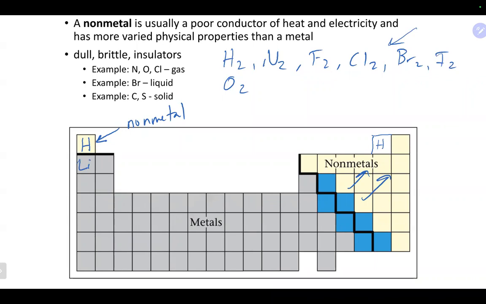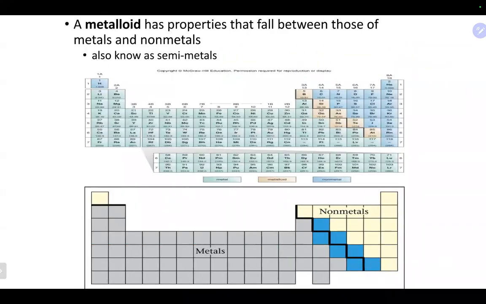Now, if we look at the staircase there, these are metalloids, or semi-metals. Depending on your book, some people throw boron in there. I can't remember if yours does or not, but some people include boron and some don't. But again, this staircase sort of comes down here like a stair. And these are our semi-metals or metalloids.